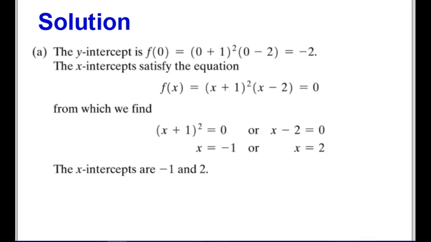So the first thing I want to do is find the y-intercept. So in order to find the y-intercept, I plug in 0 for x, right, which kind of simplifies the entire thing, which gives me a negative 2.